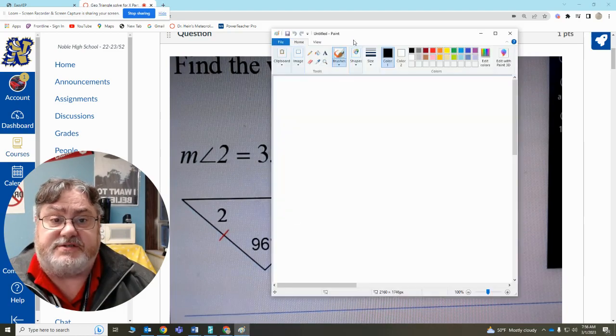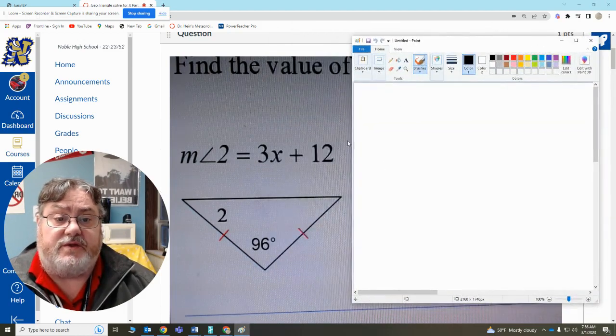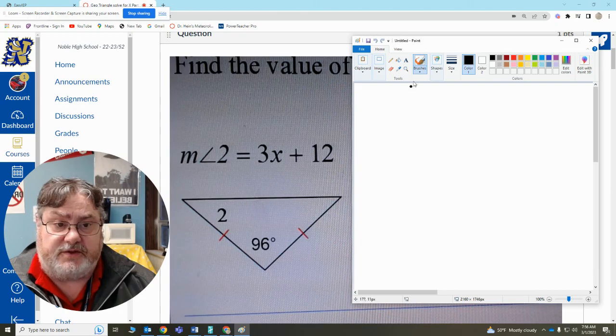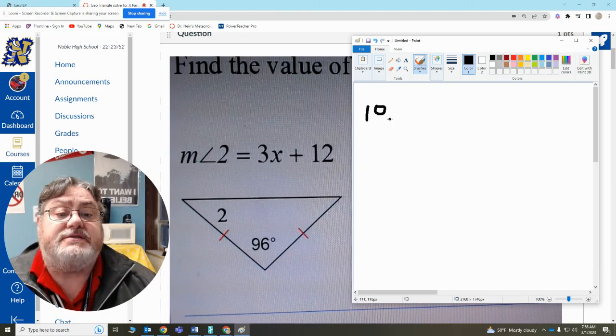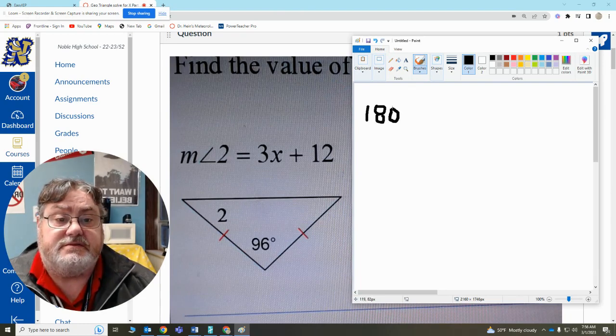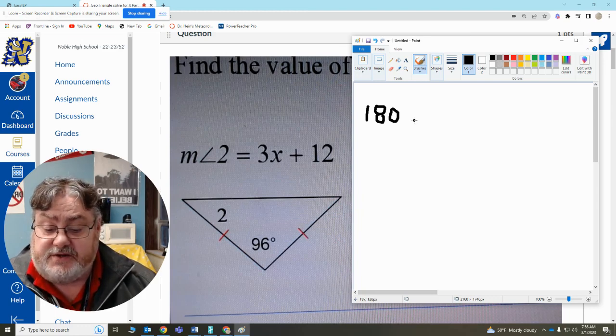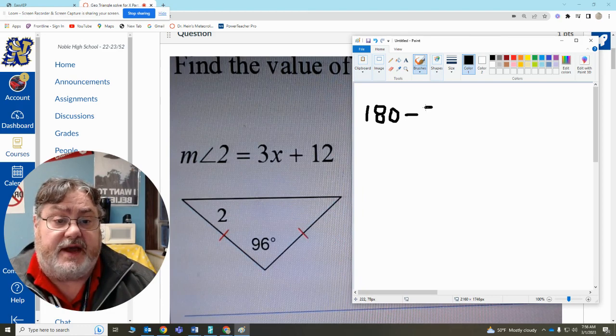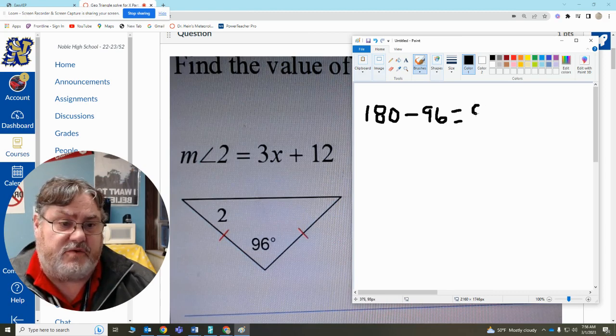So let's do that first. Okay. We know that all three angles, angle 1, 2, and 3, sum to 180 degrees. And so the first thing I'll do is simply subtract 96, and that's the measure of angle 3. 180 minus 96 is 84.